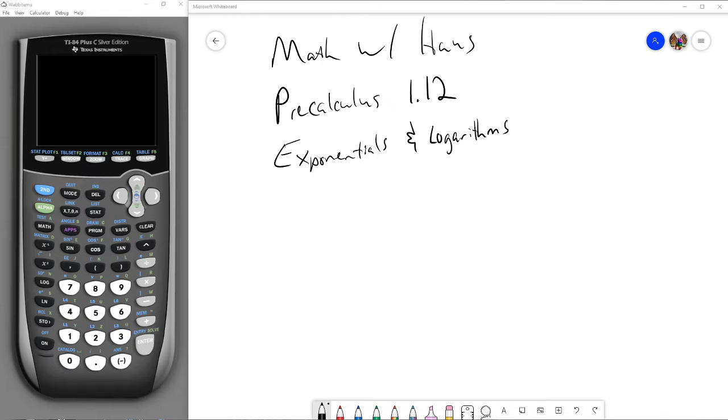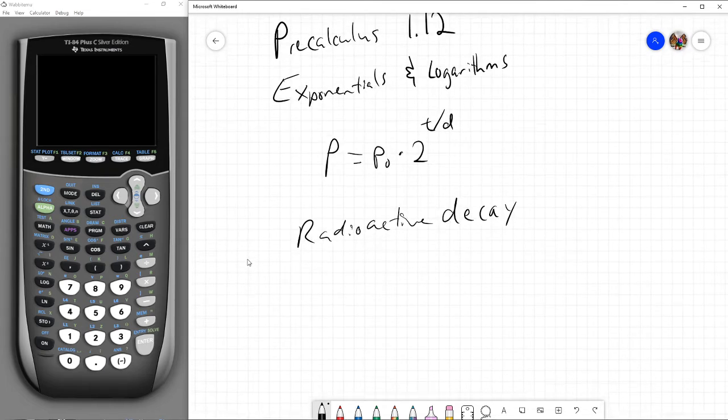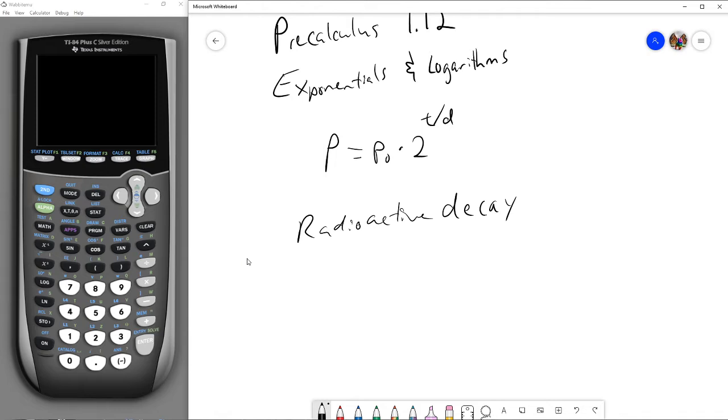So, if we consider the exponential growth doubling time model, we had P is equal to P naught times 2 to the t over d. For radioactive decay, we want to think about some amount of radioactive stuff like uranium, and if we have 100 grams of it, there's going to be a time when that will decrease by half. You'll have half that amount, and that is the idea of a half-life.